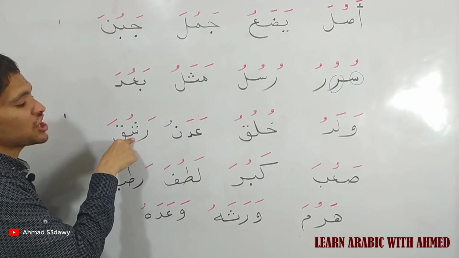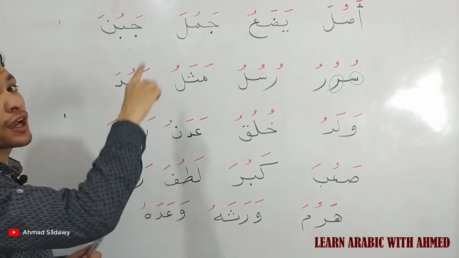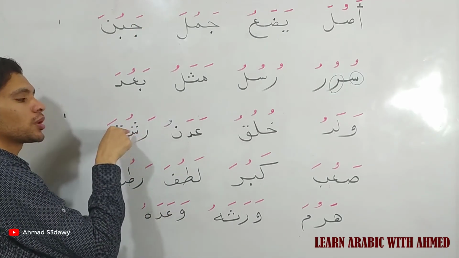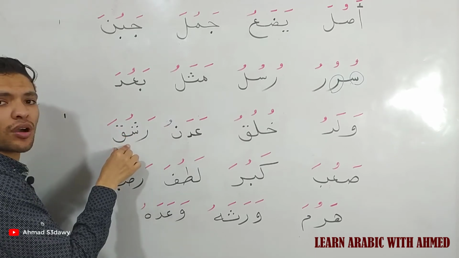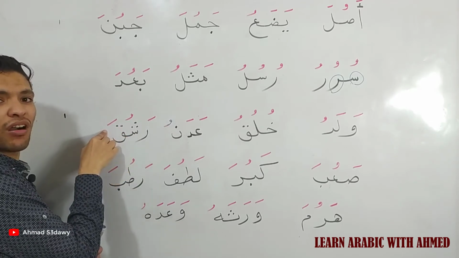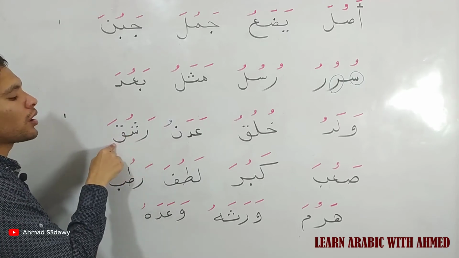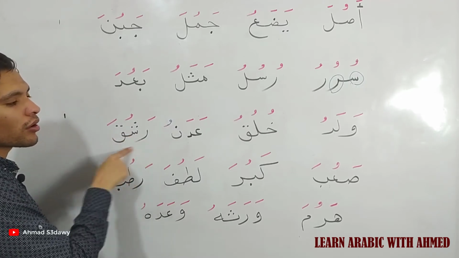And here is sheen, sheen with damma, shu. Exactly. So you say ra shu. And here it's qaf, qaf with fatha, qa. Ra shu qa.